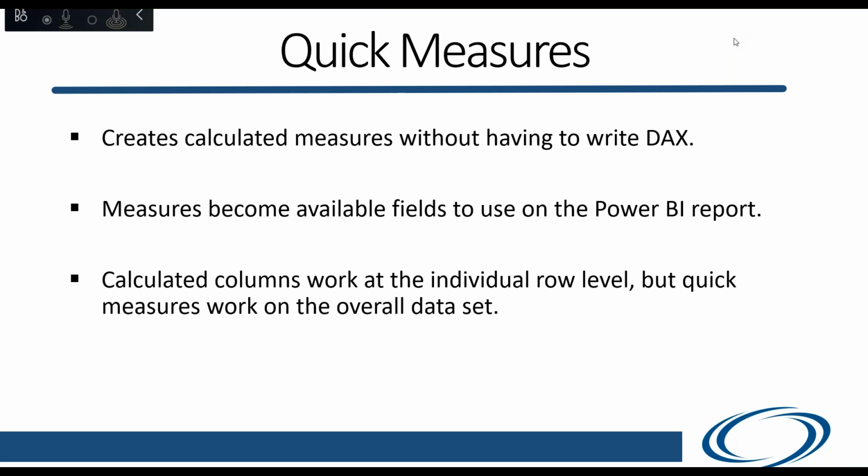And the difference between quick measures and calculated columns is a calculated column will do the calculation at an individual row level. So if you were calculating an average, it would calculate the average of every row within your data set. And then if you were to try and put that on the face of your report, then you'd be looking at maybe like an average of an average or summing your averages together. It generally doesn't give you what you're looking for, which is where measures can come in. The measures work on your overall data set, and then you can filter them from there as you would like.